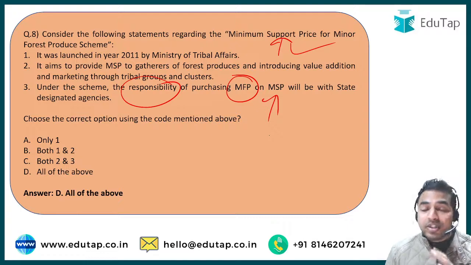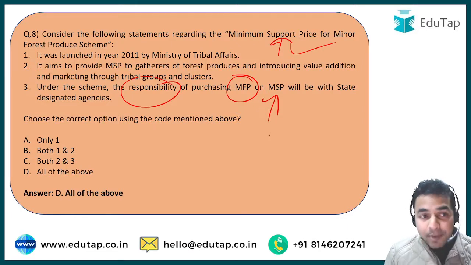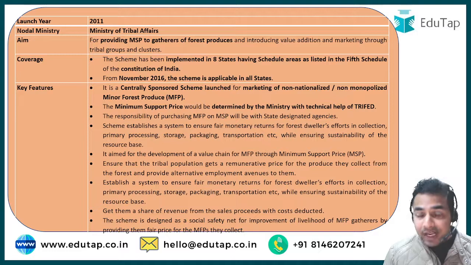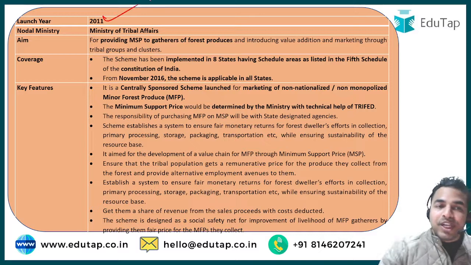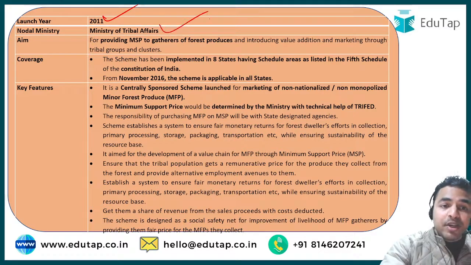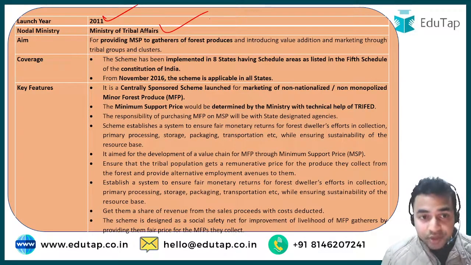That means all the statements which are being mentioned here about the minimum support price for the minor forest produce scheme are correct. Okay, so let's discuss this scheme in a little more detail, and let's see what exactly this particular scheme is all about. So here you can see that this scheme was launched in the year 2011. The nodal ministry is the Ministry of Tribal Affairs.